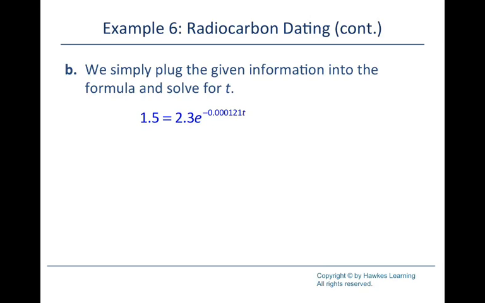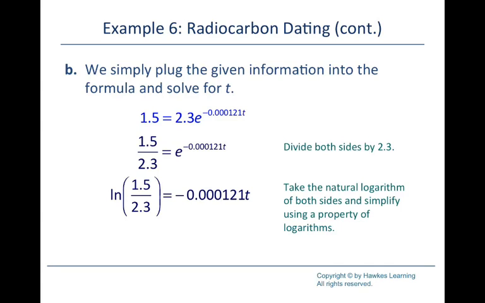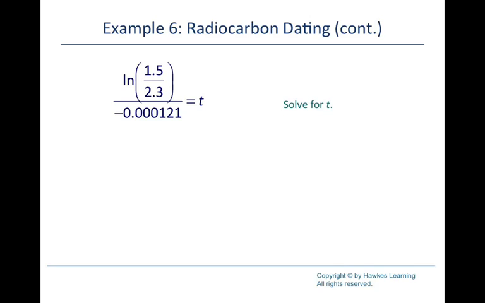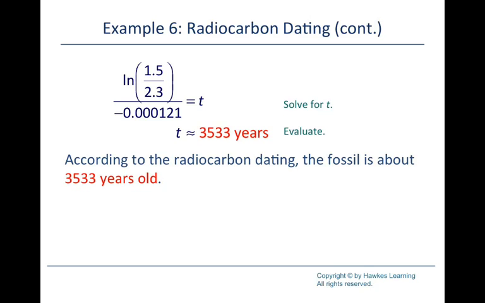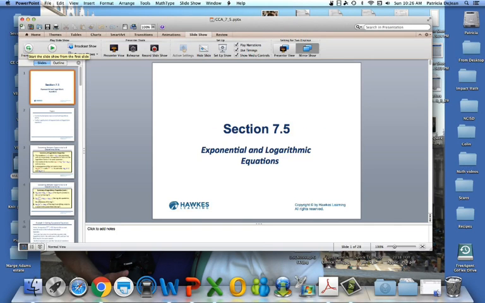Now we're going to put this number back in the formula and do both sides by 2.3. Find how long it takes, and it's 3,533 years. That's how you would age date a fossil. That's the end of this section.